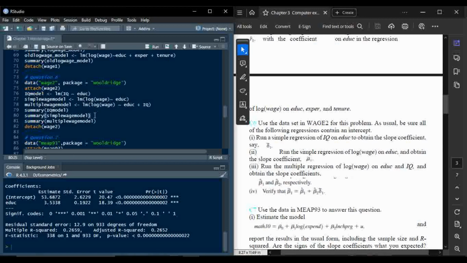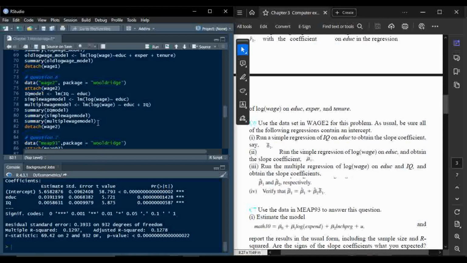Now summarize this simple wage model to get the beta 1 tilde. Now the coefficient on education is 0.05. This is our beta 1 tilde. Now let's summarize this multiple wage model, and here we will get our beta 1 cap and beta 2 cap. So the coefficient on education is beta 1 cap, 0.039, and the coefficient on IQ is our beta 2 cap, 0.005.